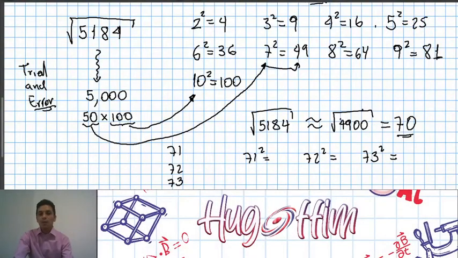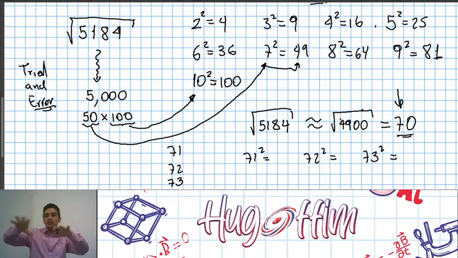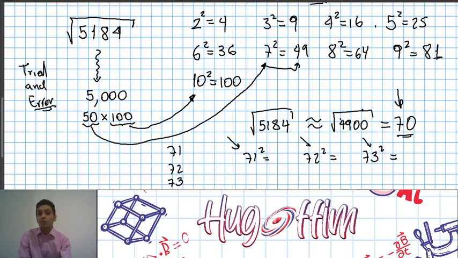Okay, so what you need to think of is to find the number that is closer. In this case it is 70. 70 to the second power is 4,900. So to get 5,184, I'm going to find out the squares of 71, 72, and 73 to check which one it is. Okay? This is option number 1.